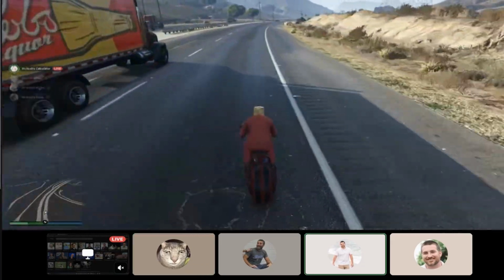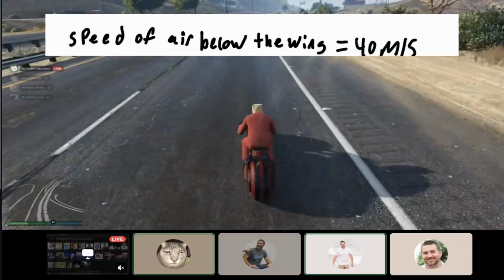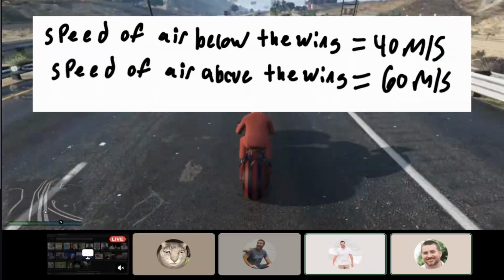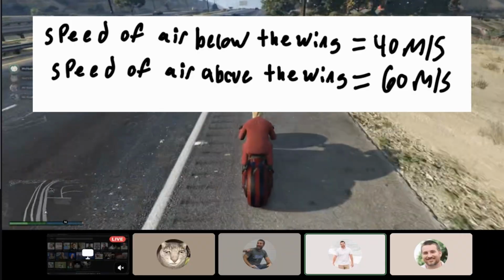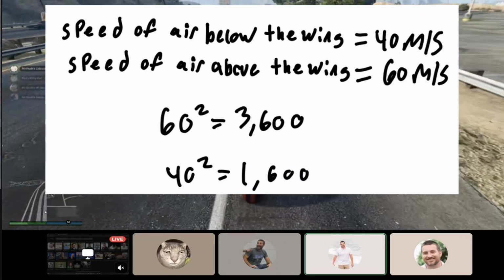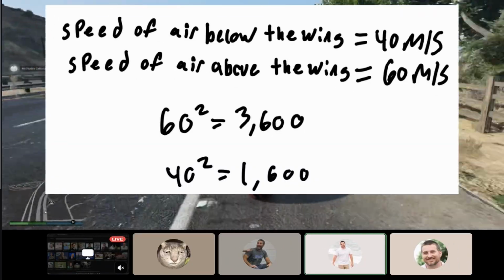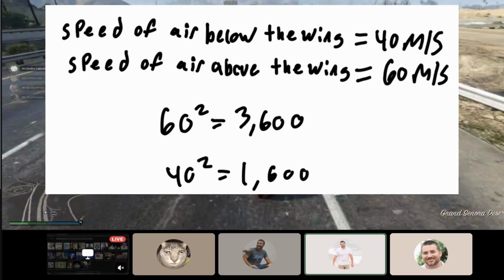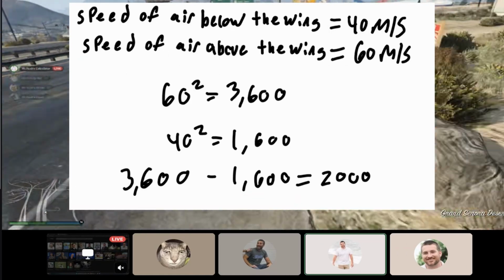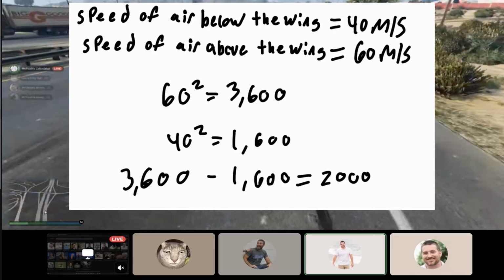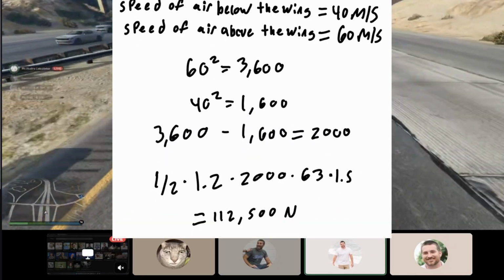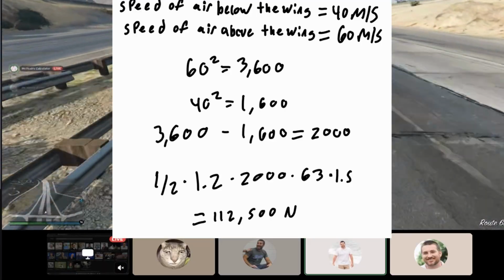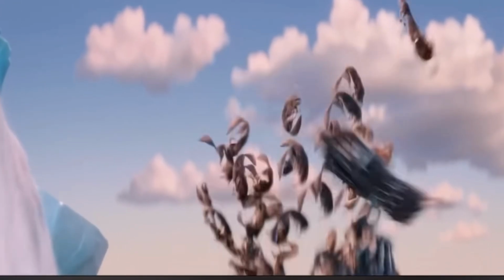So in order to calculate this, we need the speed of the air below the wing, which would be 40 meters per second. We need the speed of the air above the wing, which is 60 meters per second. After solving for that, you square the speeds to get 3,600 above and 1,600 below. You find the difference between the two, which is 2,000. Then you plug it into the lift equation in order to get 112,500 newtons, which is less than the weight of the plane, which is why it'll be unable to take off because it doesn't have enough lift force.